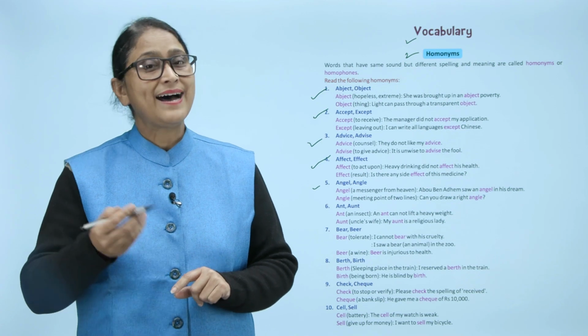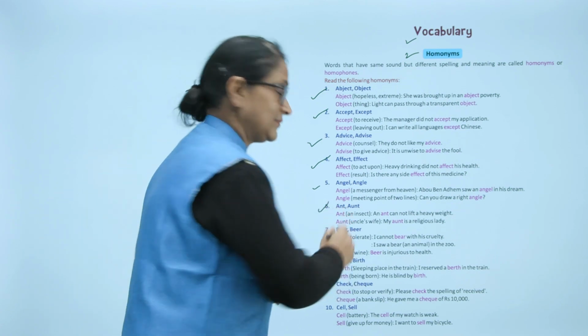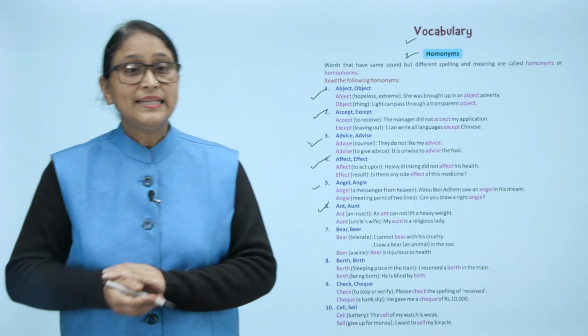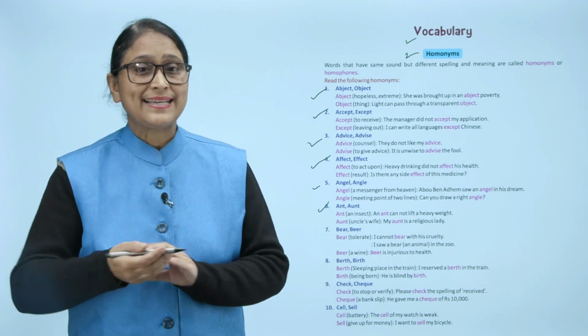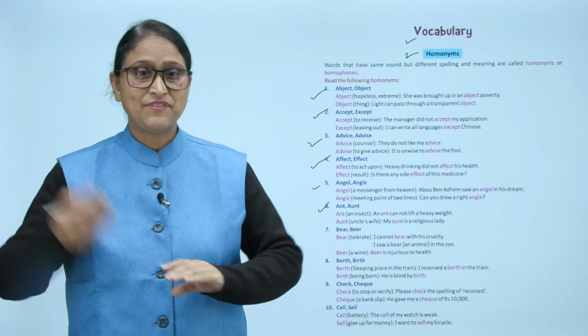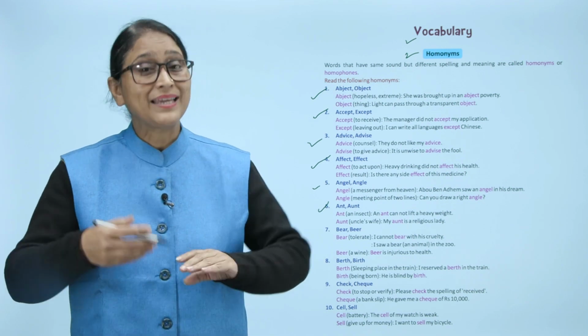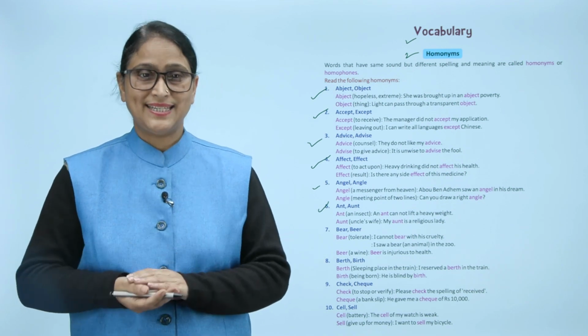Next is ant and aunt. Ant, an insect. An ant cannot lift a heavy weight. Aunt, uncle's wife. My aunt is a religious lady.